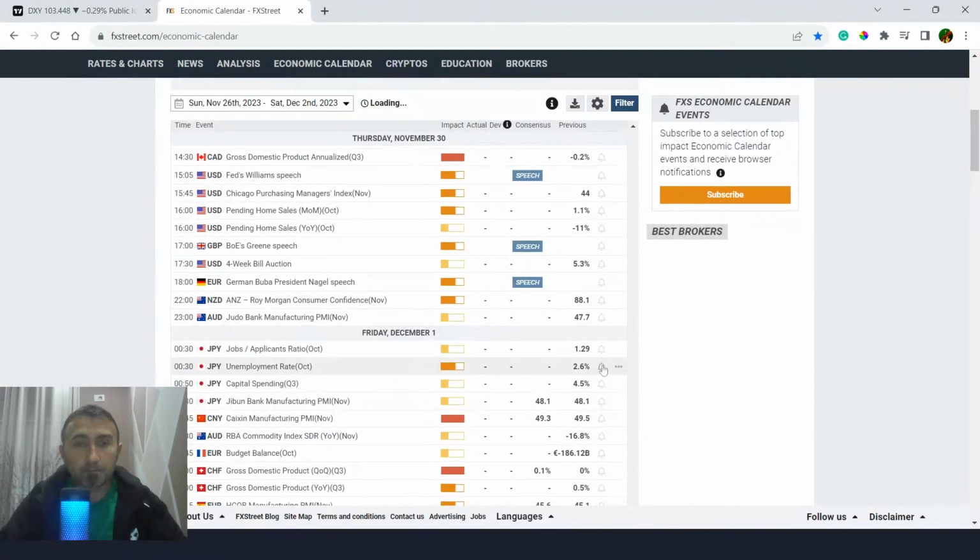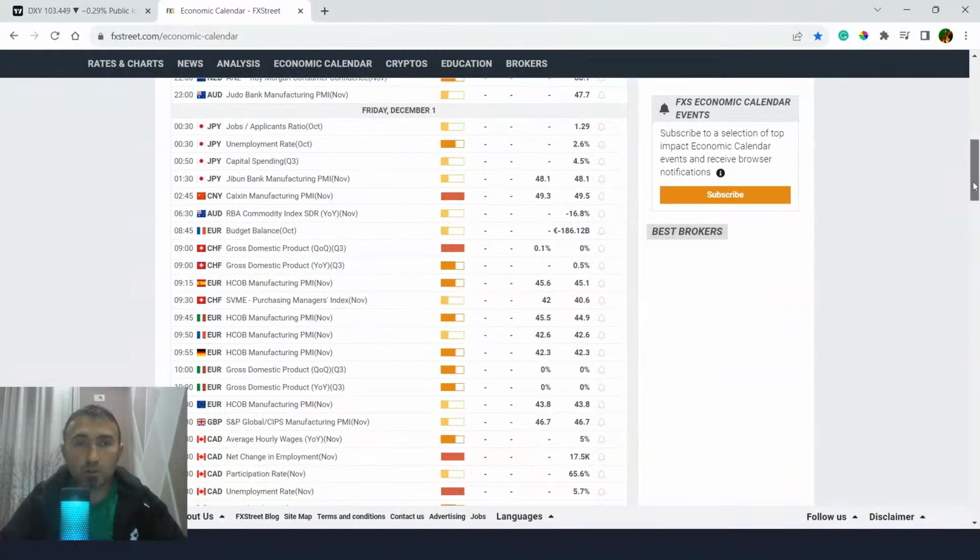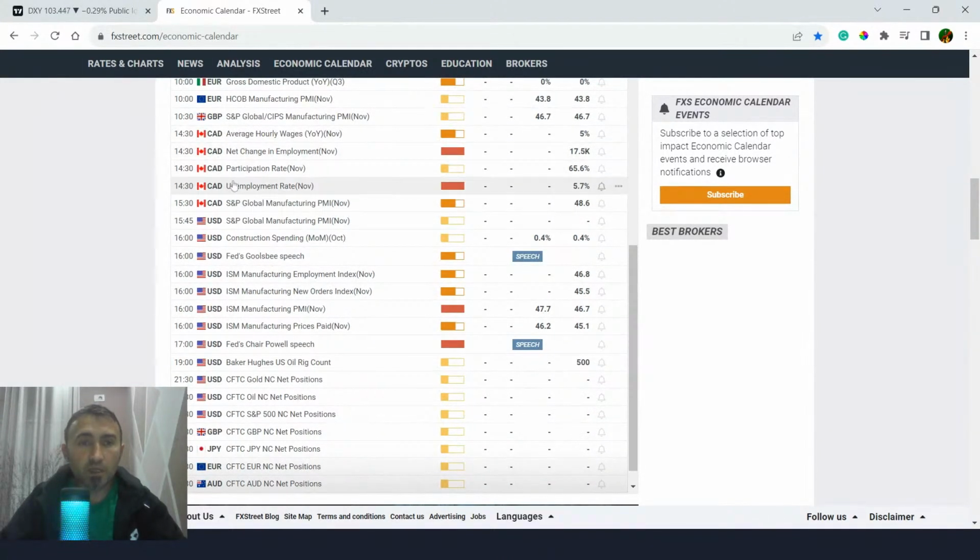For Friday, at the end of the week, we have data from China. The main focus will be on the Australian dollar and New Zealand dollar, considering that most of the time they move in the same direction. And finally, employment data from Canada and ISM manufacturing data.